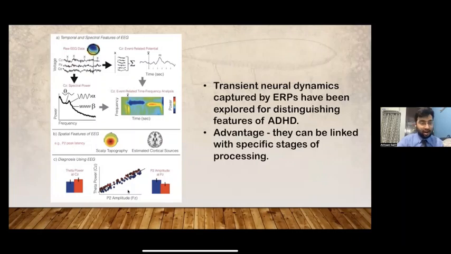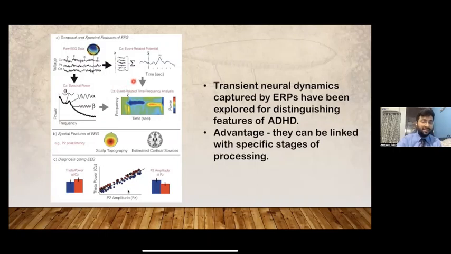So in the first graph, as you can see, the raw EEG data has been converted into a graph plotting power versus frequency. And as you all know, theta wave is a low frequency wave, and the power of this theta wave was found to be increased, while the power of the higher frequency beta wave was found to be decreased, as we just discussed. Now, the second curve is what represents the ERP.